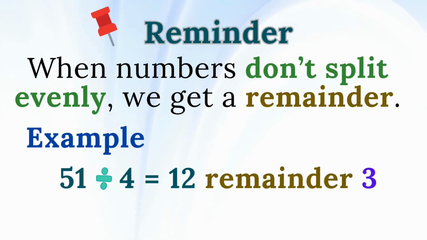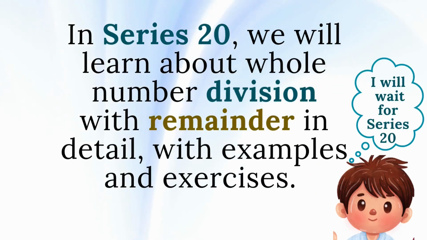When numbers don't split evenly, we get a remainder. For example, 51 divided by 4 equals 12, remainder 3. In Series 20, we will learn about whole number division with remainder in detail with examples and exercises.